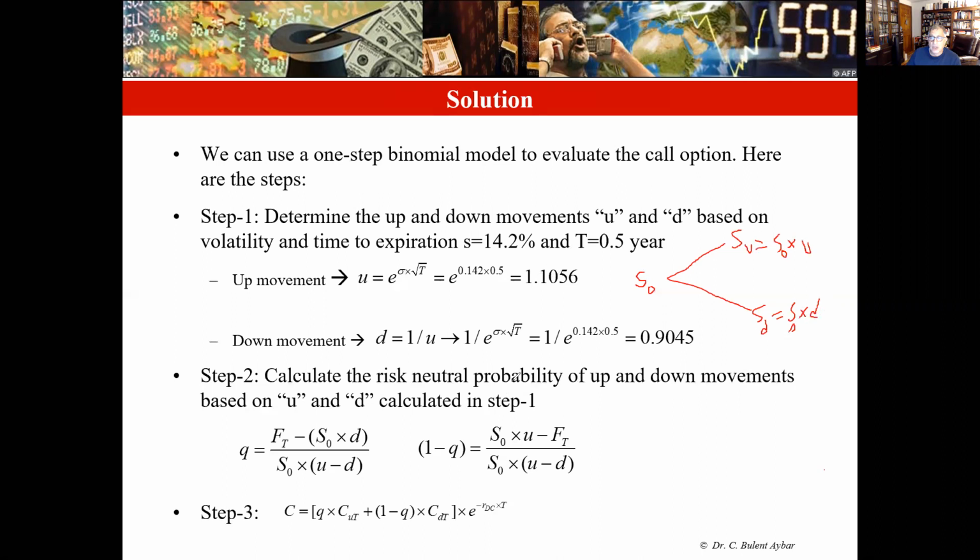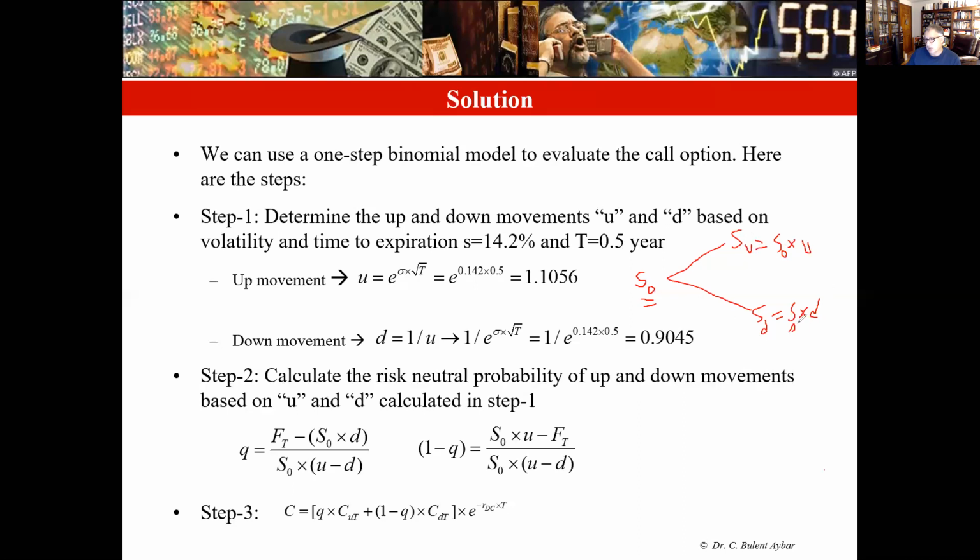So the spot price next period will either take this value or this value. This is the underlying assumption in the binomial model. So what happens if the price reaches this up value? Obviously, if at expiration the option has this value, and given the exercise price, we can calculate how much it is worth.